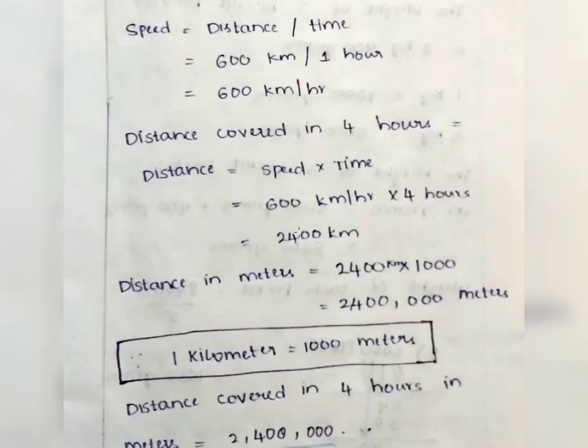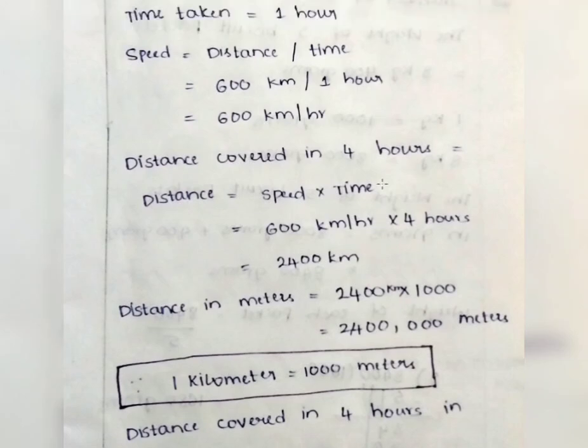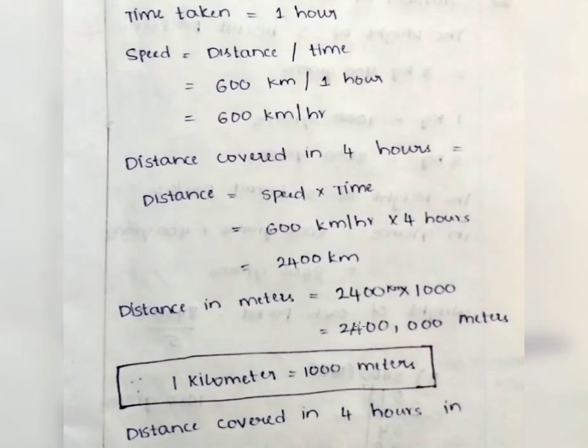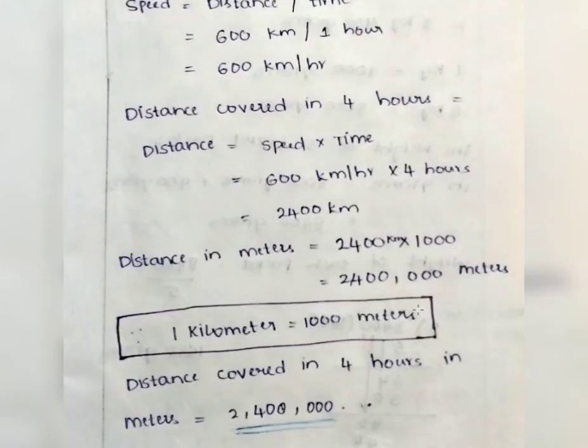Distance in meters. Here we got the answer in kilometers, but in the question they were asking in meters. So distance in meters is 2400 kilometers into 1000. That means we can convert it into meters by multiplying it with 1000.